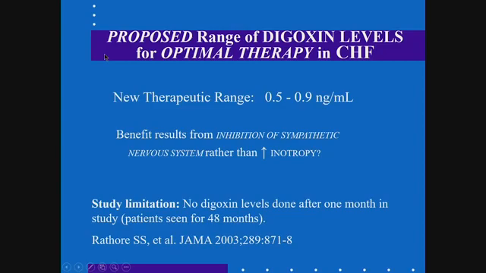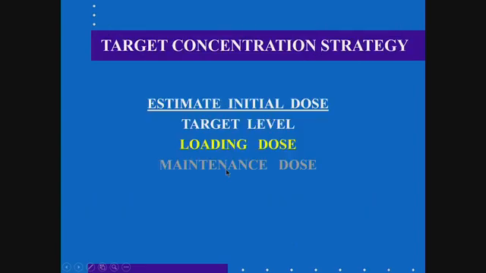There are limitations for the study. We already pointed that out, that no digoxin levels were done after 1 month in the study, and considering that the observations lasted for 48 months. So that's how we estimate a target level.